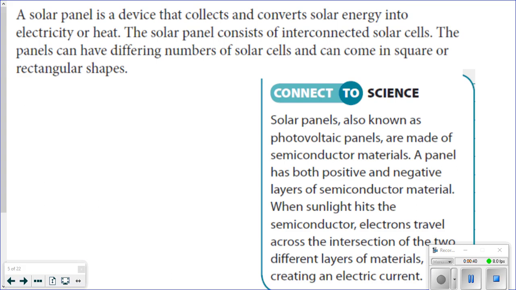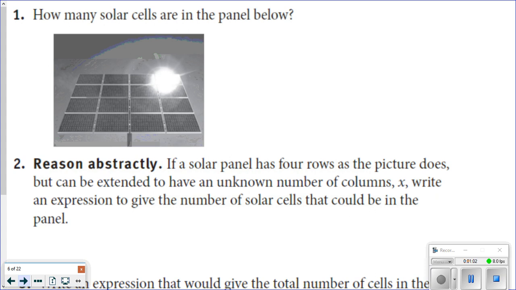A solar panel is a device that collects and converts solar energy into electricity or heat. The solar panel consists of interconnected solar cells. The panels can have differing numbers of solar cells and can come in square or rectangular shapes. So some of you might have seen solar panels in real life. We have one pictured below, and I want you to count up how many solar cells are in the panel. So there's 4. Keep going. So this is a 4x4. So there's a total of 16 solar cells.